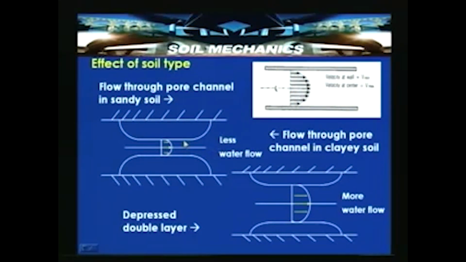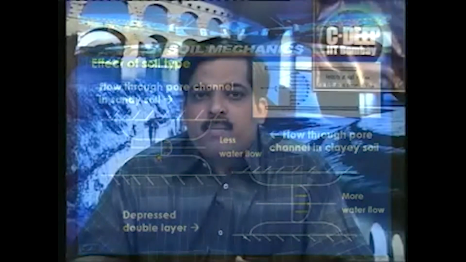When it comes to clay soil, as we all know, we have a clay particle. If this is the surface of the clay particle and this is another clay particle, a part of the adsorbed and double layer water is shown here. So this situation is different, where this coating of adsorbed water layer is absent in case of sandy soil. So here, as you can see, this is flow through a pore channel in a clay soil with a more developed double layer.